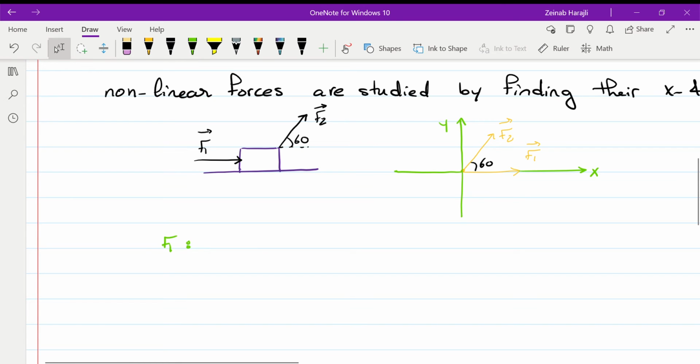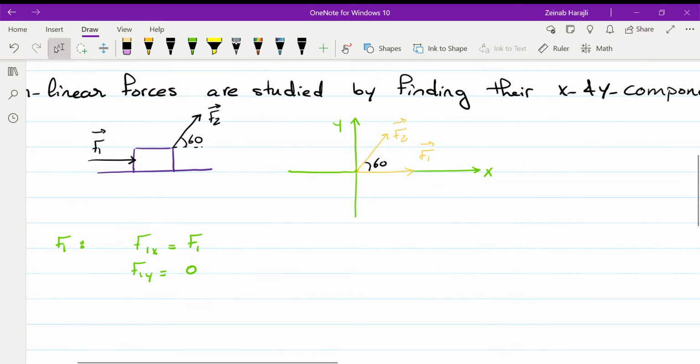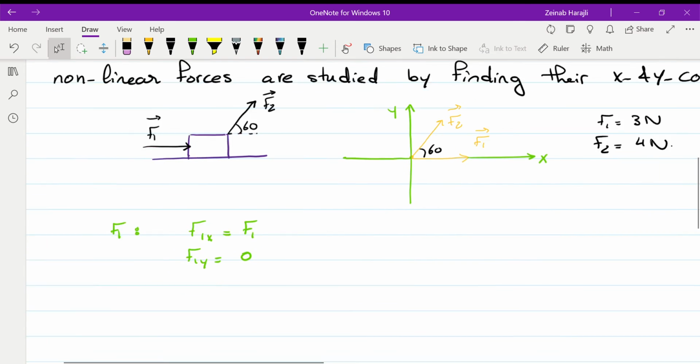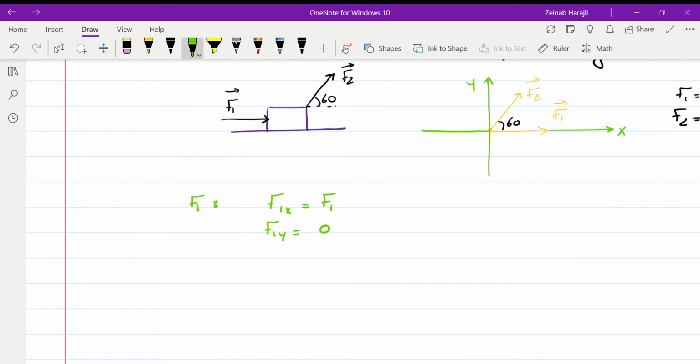So for F1, F1 is along the x-axis, so its x component will be the force itself, while its y component will be 0 because it is along the x-axis, so it does not have any component on the y-axis. Now, let's assume here in this example that we are given F1 to be equal to 3 newtons and the magnitude of F2 is 4 newtons, so that we can find a value for the net force.